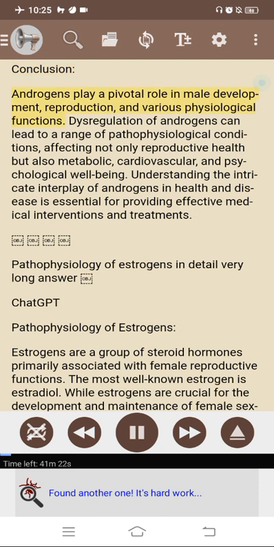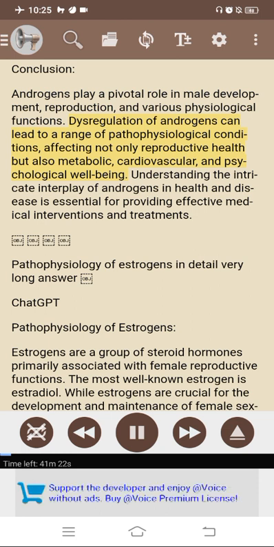Conclusion. Androgens play a pivotal role in male development, reproduction, and various physiological functions. Dysregulation of androgens can lead to a range of pathophysiological conditions, affecting not only reproductive health but also metabolic, cardiovascular, and psychological well-being. Understanding the intricate interplay of androgens in health and disease is essential for providing effective medical interventions and treatments. Pathophysiology of estrogens in detail.